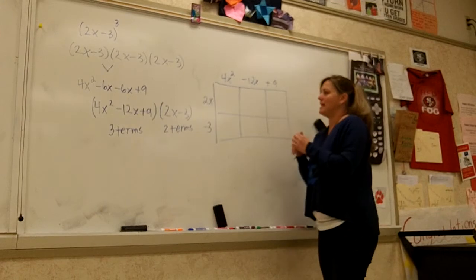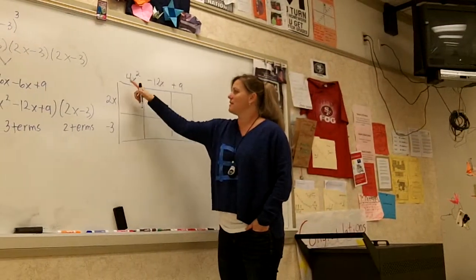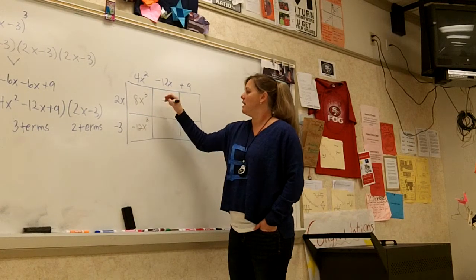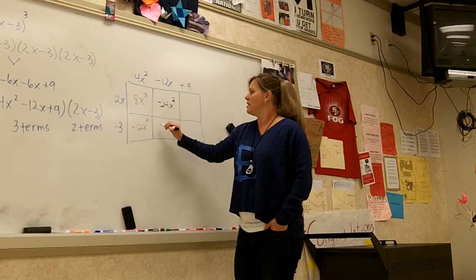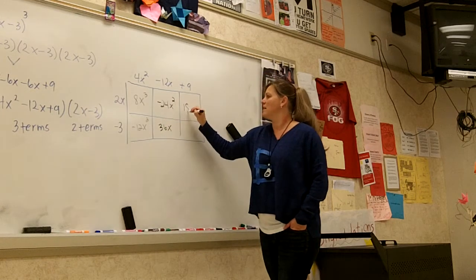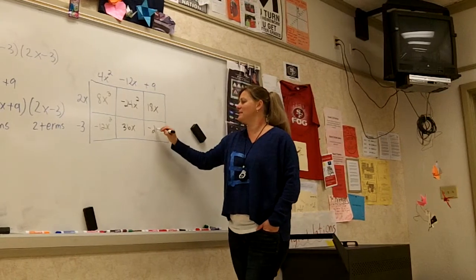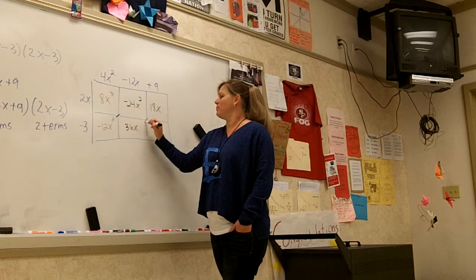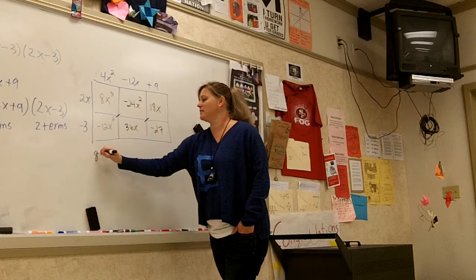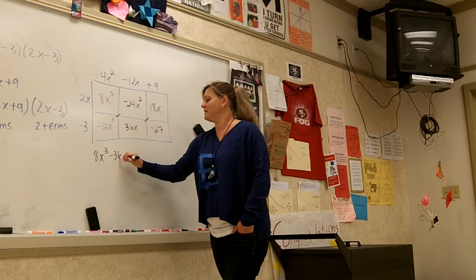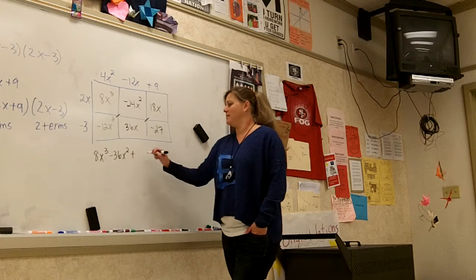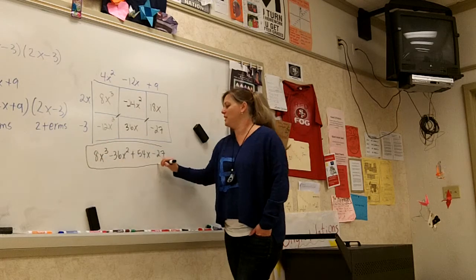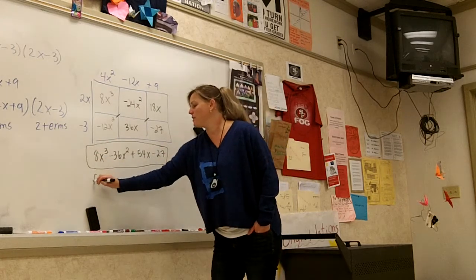So now this is just like a multiplication box where you multiply these 2 things together. So 8x cubed minus 12x squared minus 24x squared plus 36x plus 18x minus 27. And then what happens is usually on the diagonals you end up with like terms. So I just combine the like terms. So 8x cubed minus 36x squared plus 54x minus 27. So I'm going to end up with a cubic, 4-term cubic.